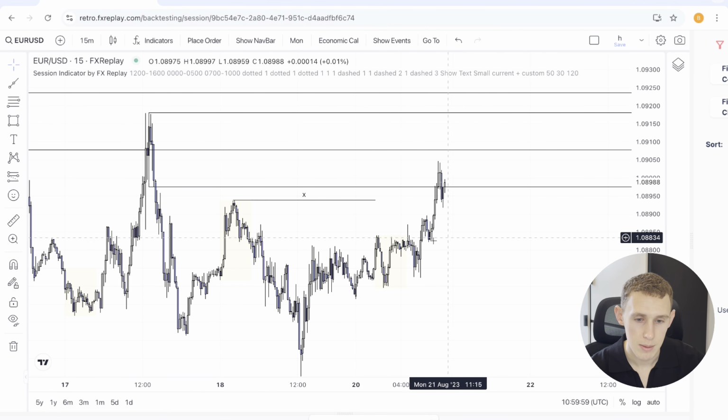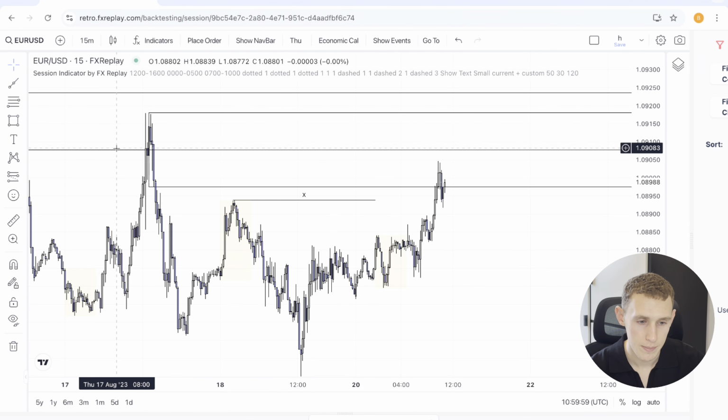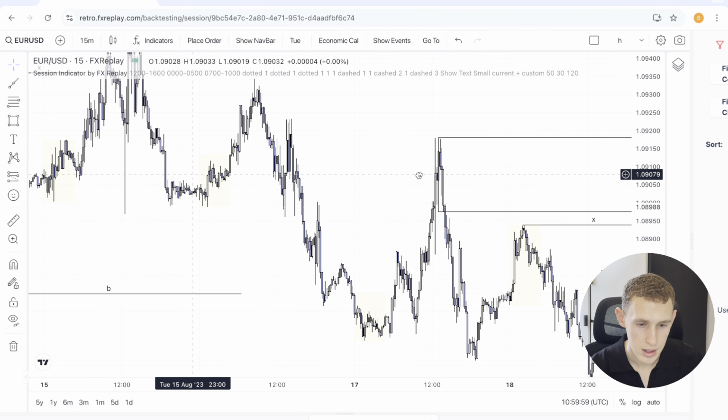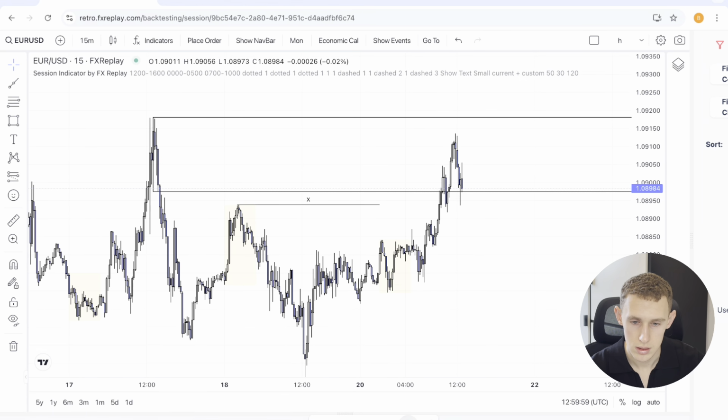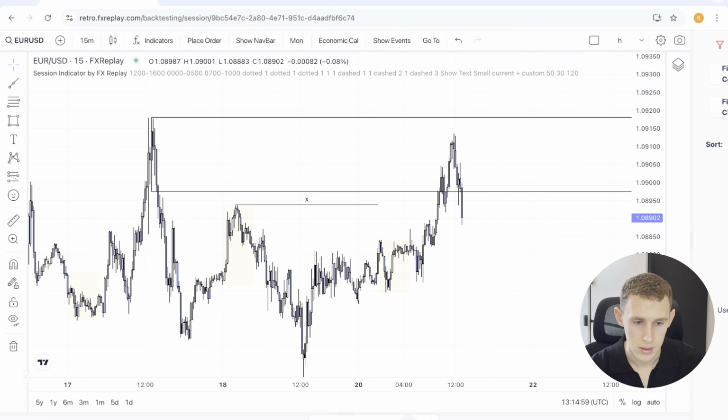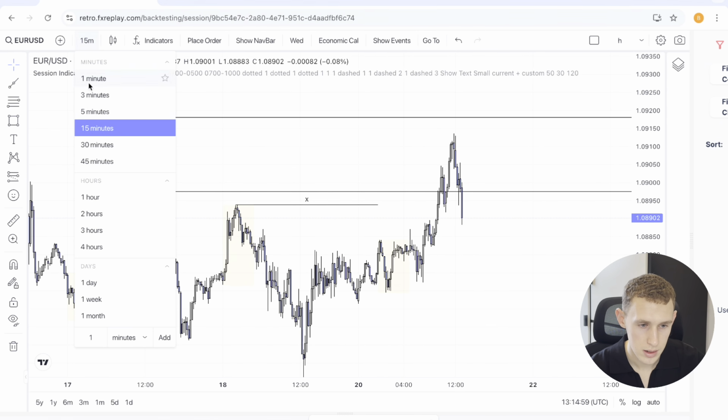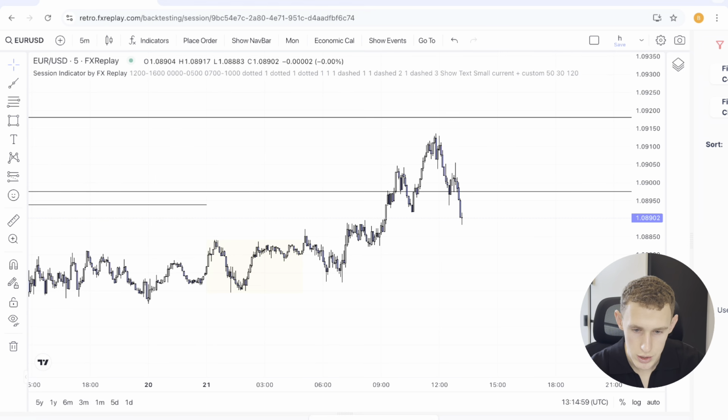So as I said, either price reacts from here or we get a sweep of it. I'm also just going to get rid of this just so it's clearer to see. There we are. So it did break some structure.